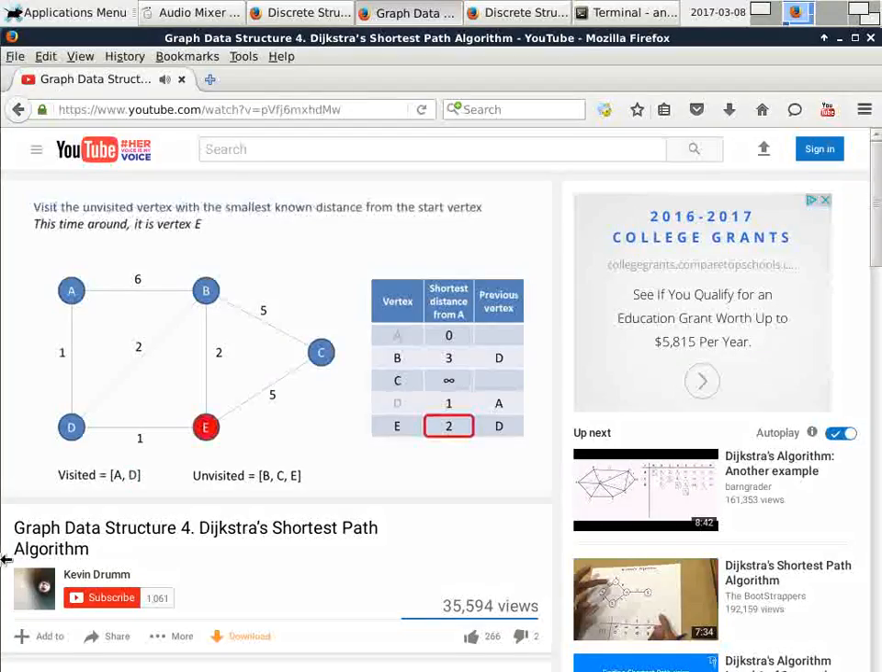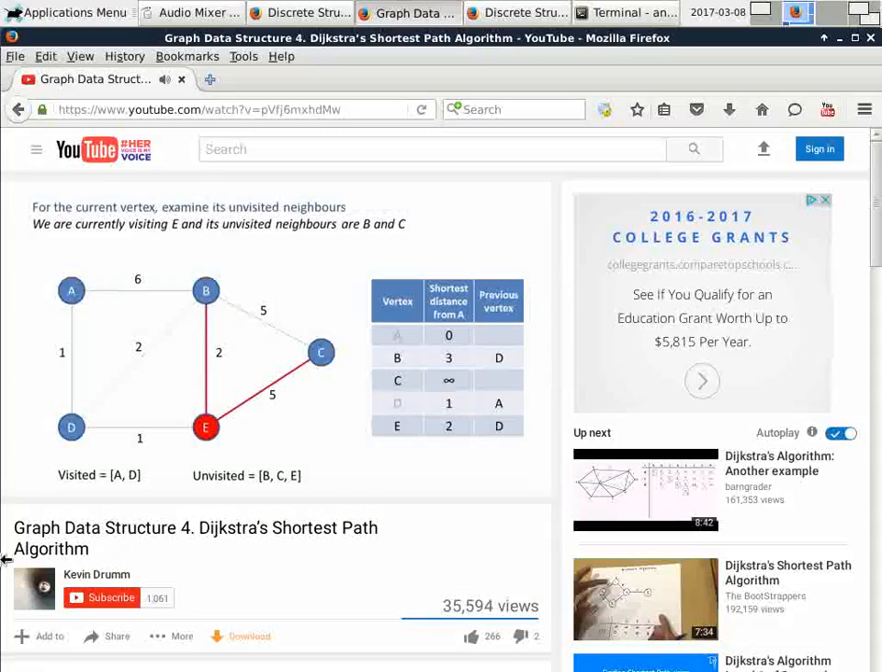And once again, visit the unvisited vertex with the smallest known distance from the start vertex. This time around, the information in the table tells us that it's vertex E. For the current vertex, examine its unvisited neighbours. We're currently visiting E, and its unvisited neighbours are B and C.